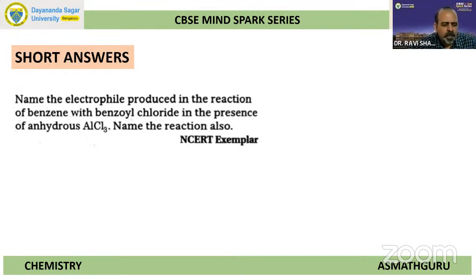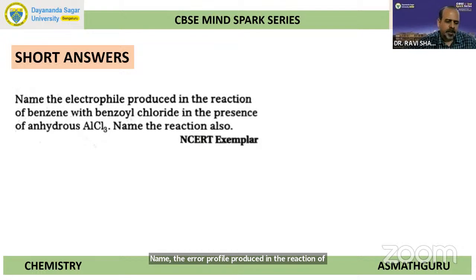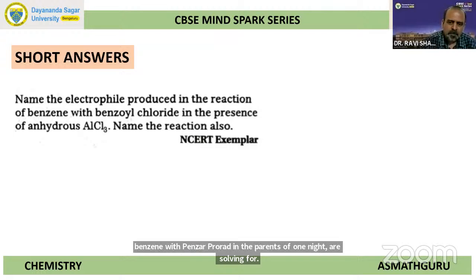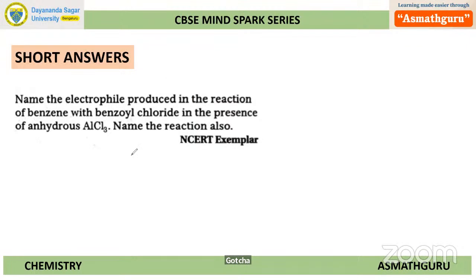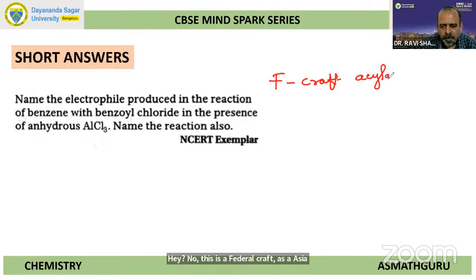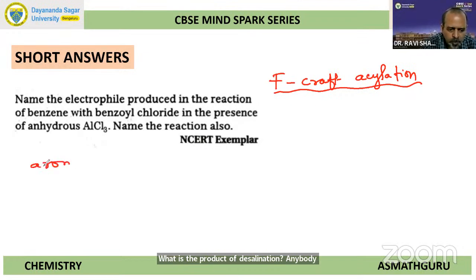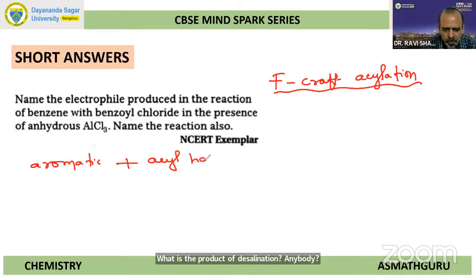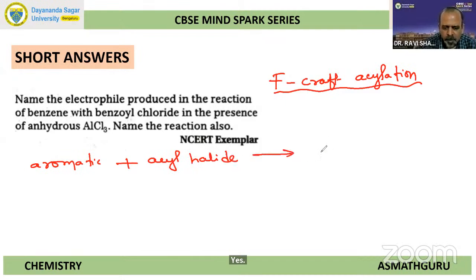Name the electrophile produced in the reaction of benzene with benzoyl chloride in the presence of anhydrous aluminum chloride. Cannizzaro, sir? Hmm? No, this is Friedel-Crafts acylation. What is a Friedel-Crafts acylation? Anybody? An aromatic compound reacts with acyl halide to form an acyl aryl compound. This kind of reaction is known as Friedel-Crafts acylation.